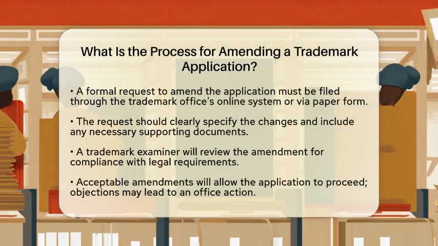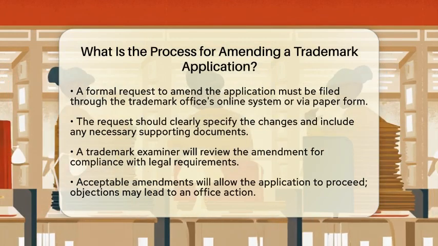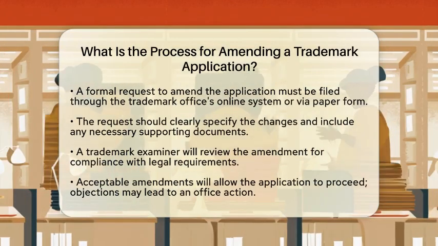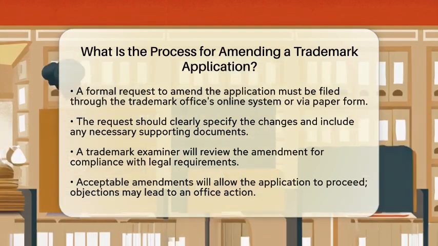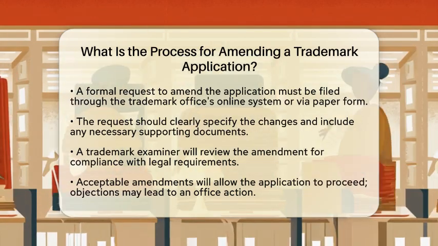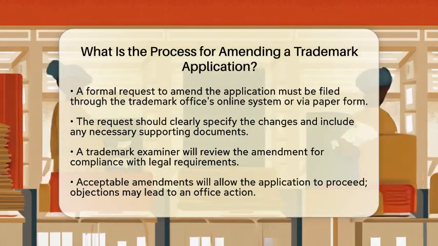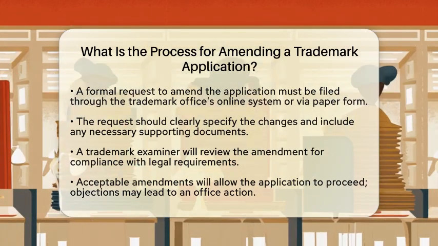Next, you will need to file a formal request to amend your trademark application. This can be done through the Trademark Office's online system or by submitting a paper form. Make sure your request clearly specifies the changes you are seeking and includes any necessary supporting documentation.